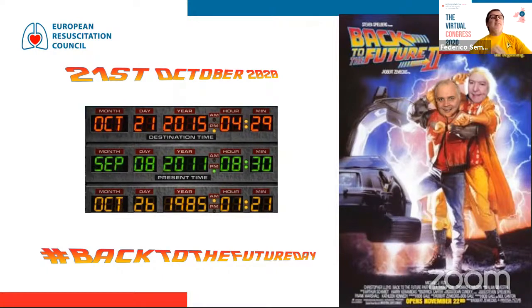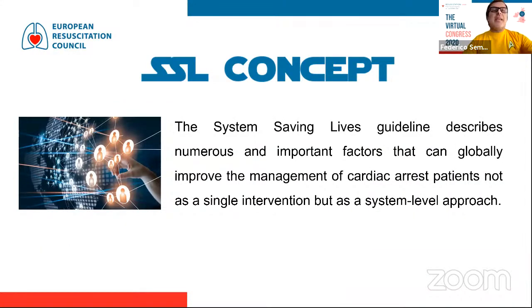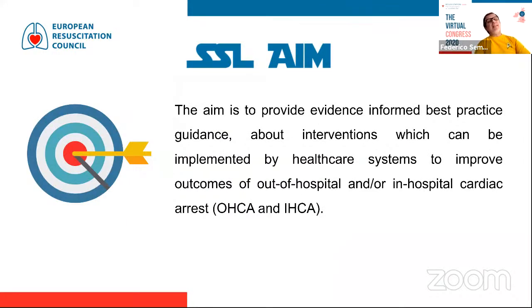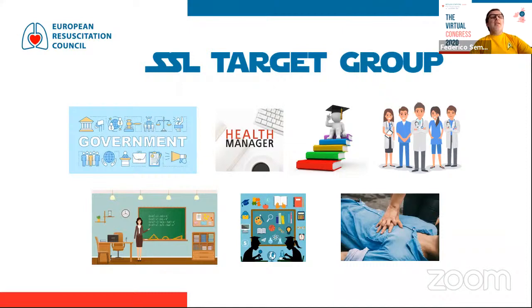So let's start. The System Saving Lives guideline describes numerous and important factors that can globally improve the management of cardiac arrest patients, not as a single intervention, but as a system-level approach. The aim is to provide evidence-informed best practice guidance for the out-of-hospital and in-hospital cardiac arrest system. The target group is government, managers of health and education systems, healthcare professionals, teachers, students, and lay people.